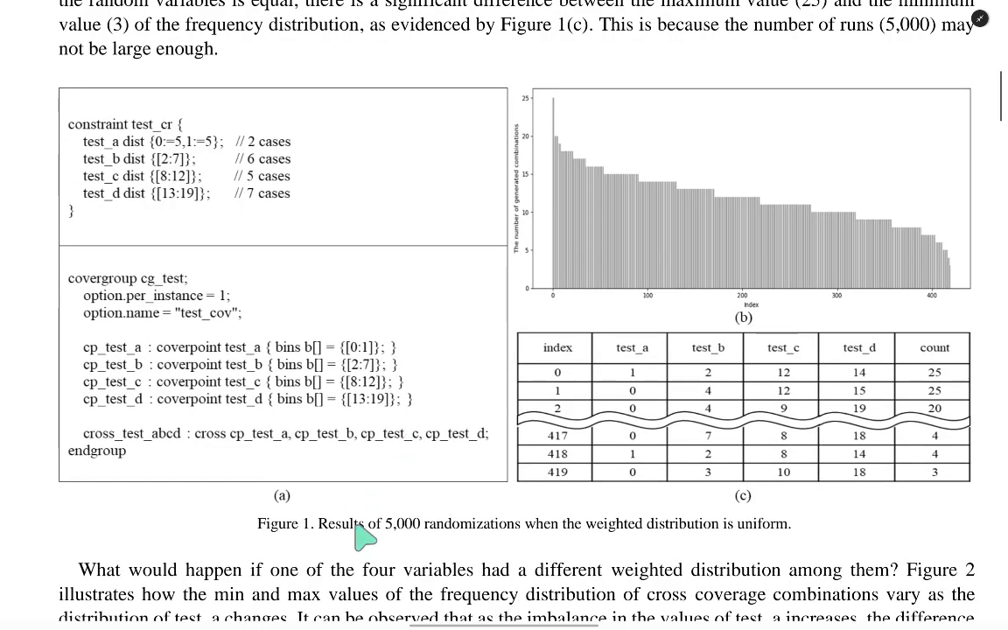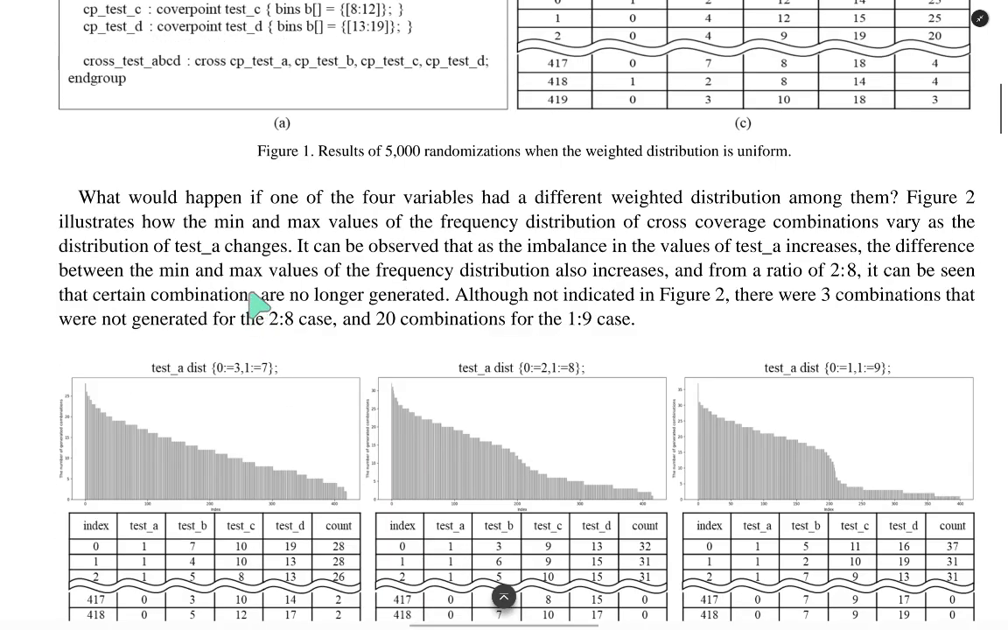Figure 1. Result of 5,000 randomizations when the weighted distribution is uniform. What would happen if one of the four variables had a different weighted distribution among them? Figure 2 illustrates how the mean and max values of the frequency distribution of cross-coverage combinations vary as the distribution of test_A changes.